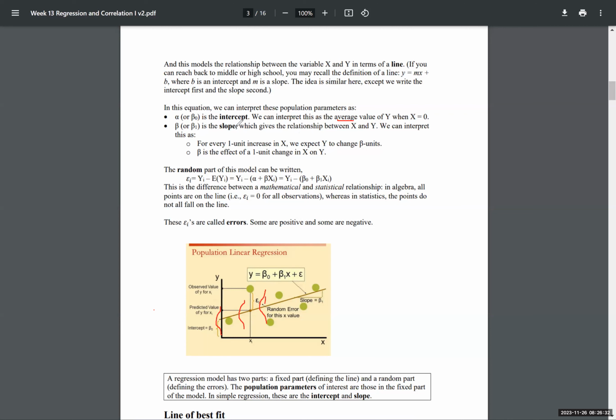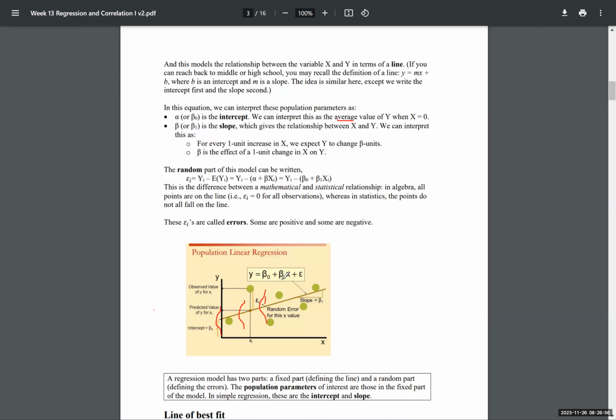And beta, it's our beta 1, it's our slope parameter, and it really gives the relationship between x and y. How you interpret this is for every 1 unit increase in x, we expect y to change by beta units on average. You can also say that as beta is the effect of a 1 unit change in x on y.